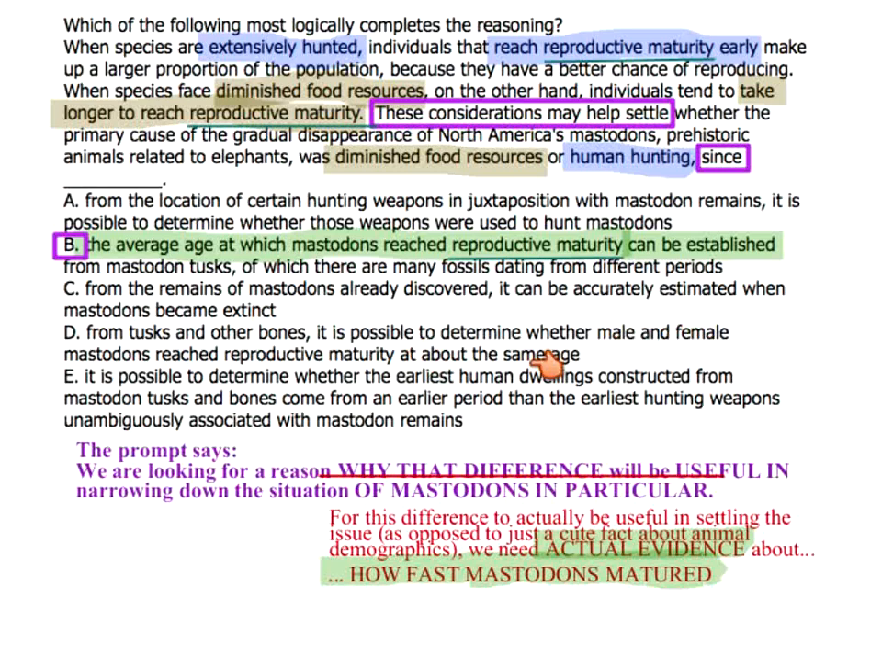Whether male and female mastodons reach it at the same age doesn't make any difference, because it's the overall speed with which they did that we care about, not the difference in sexes. And then finally, whether the human houses built from mastodon remains are from an earlier time period is not going to help us establish this difference, because it's not a relevant thing.